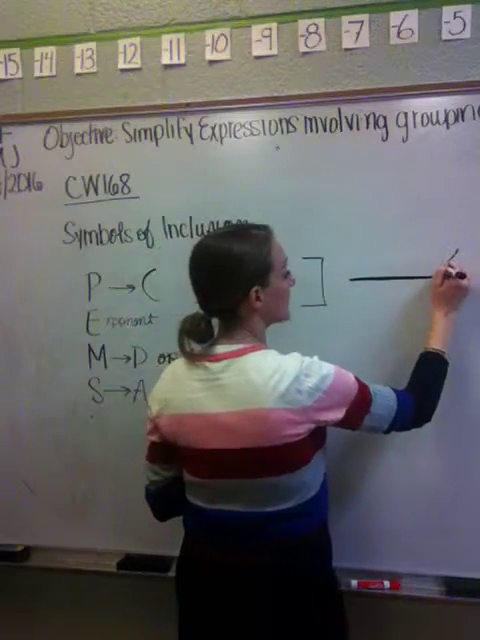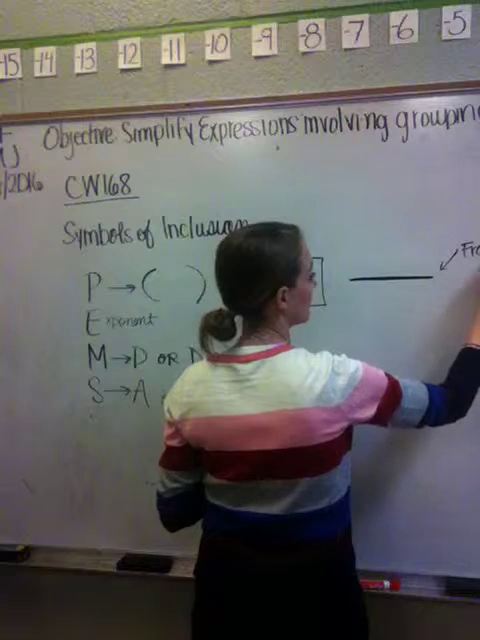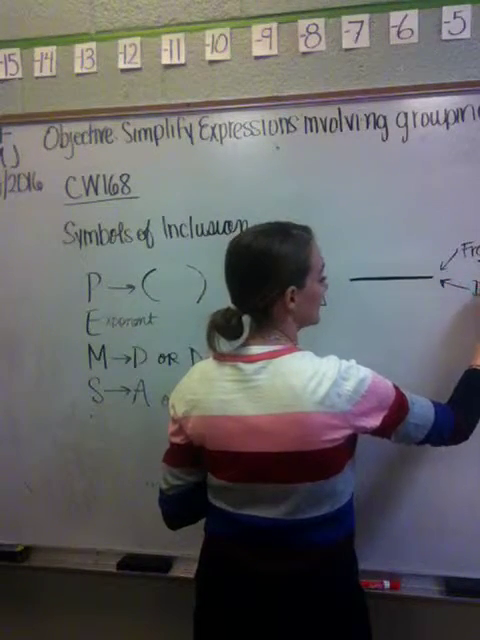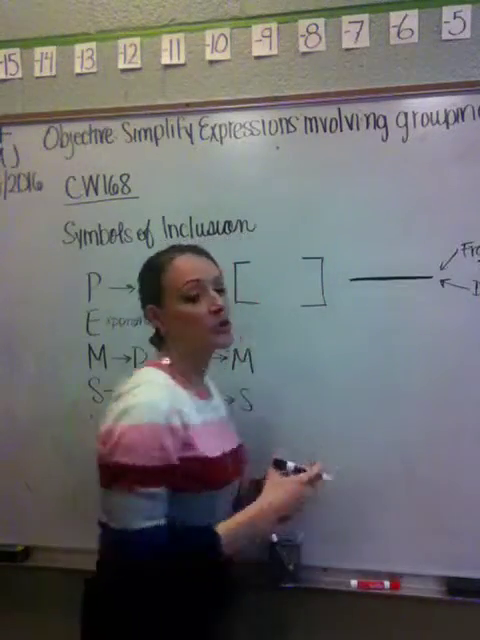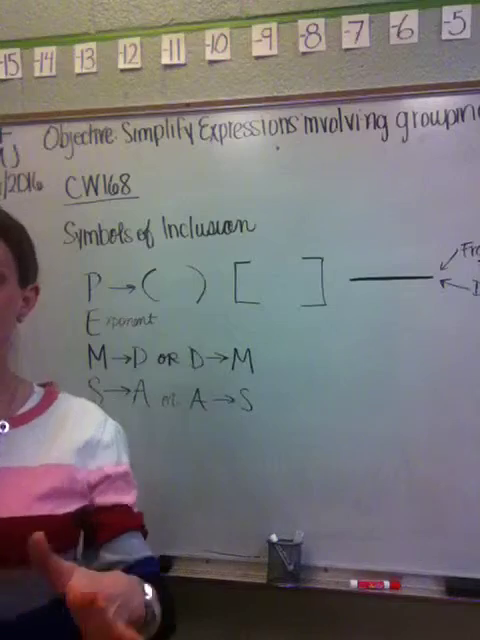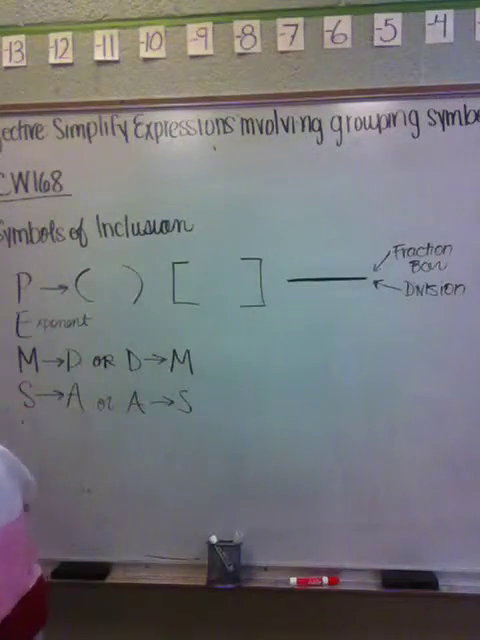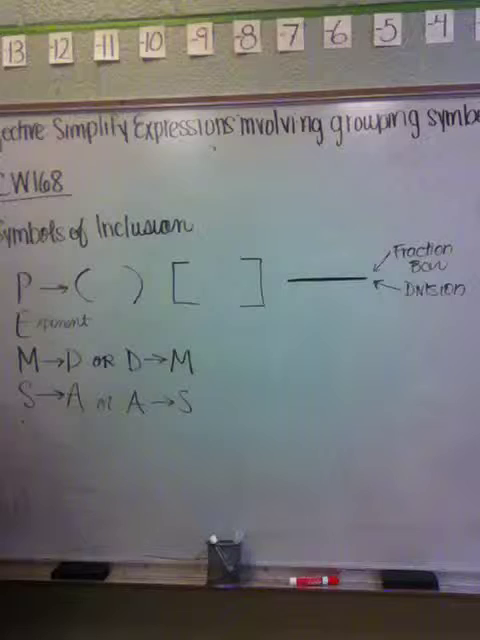we'll call this a fraction bar, a division bar, but it's a grouping symbol. You do what's on top first, and then you do what's on bottom. You can't do some on the top and some on the bottom and then mix it all up. So let's look at an example, and keep your book closed.